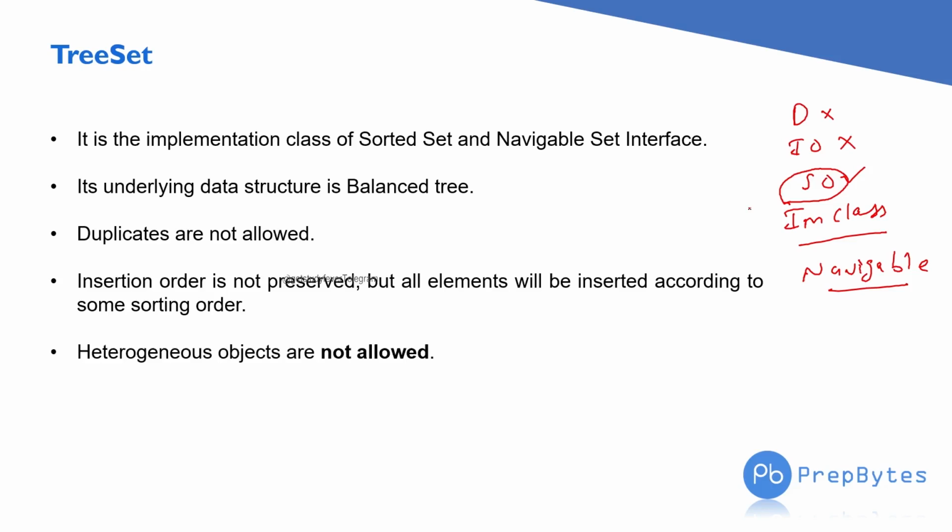Now this is the first time in collection that heterogeneous objects are not allowed. Why? We will see. The next point is objects should be homogeneous, that is fine. They should also be comparable. Now what is the meaning of comparable and why are heterogeneous objects not allowed? We will see these 2 points in very detail.